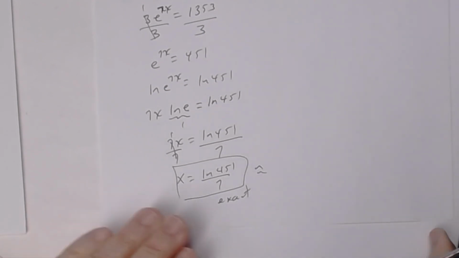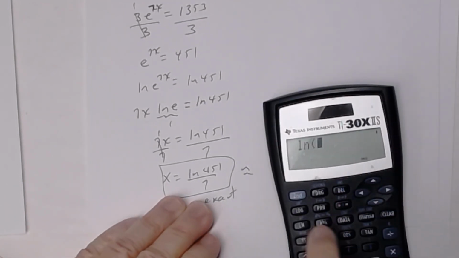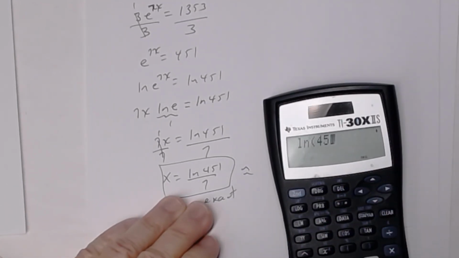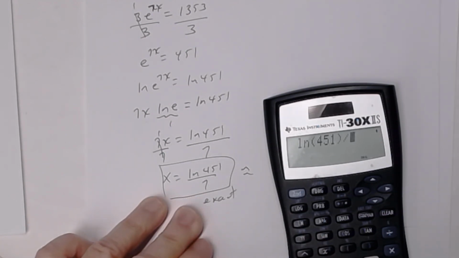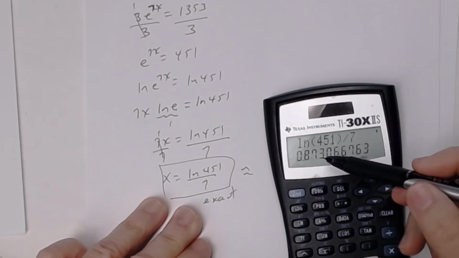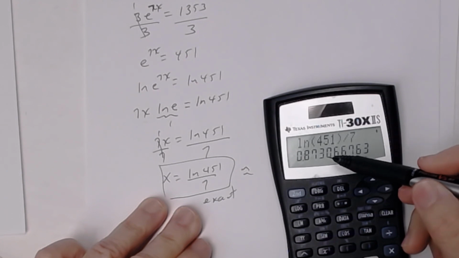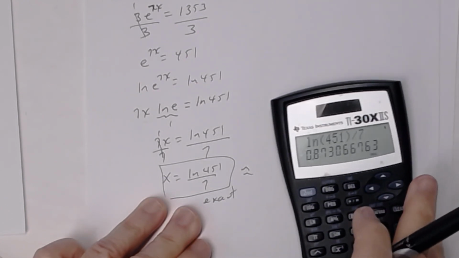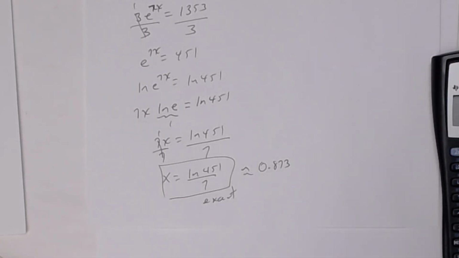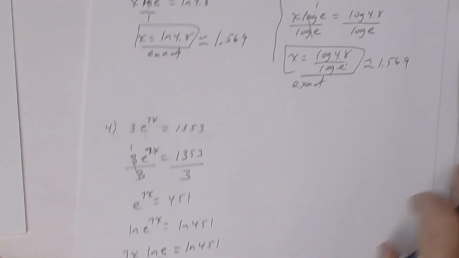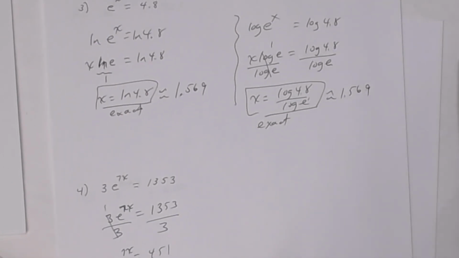Now let's approximate this. We have the natural log of 451, close the parentheses, divided by 7. Not the natural log of 7, that's just 7. Divided by 7. Press equal. To 3 decimal places, since that's a 0, less than 5, this stays a 3. So 0.873. And that's it. See how simple this is? Very simple.